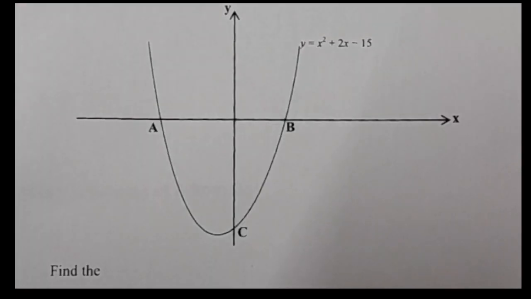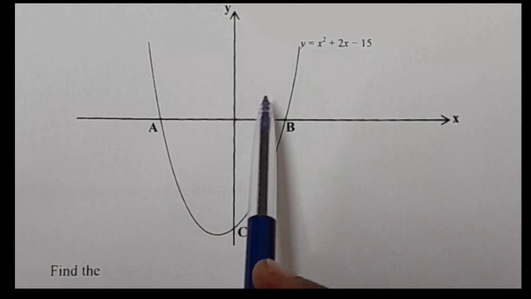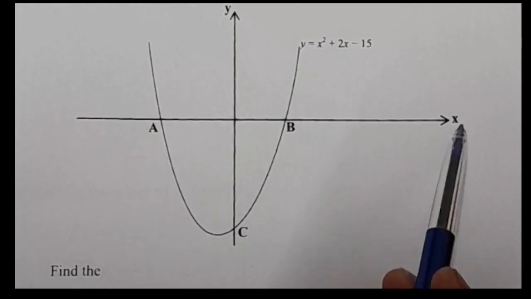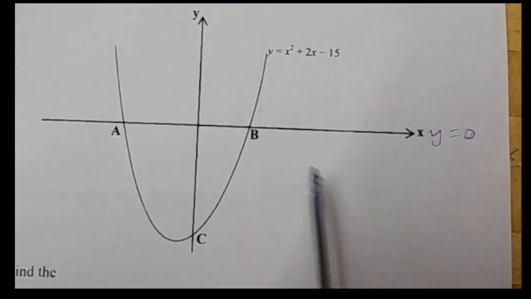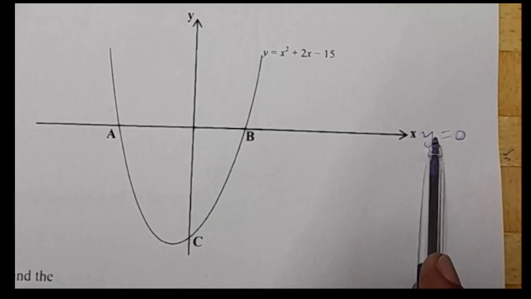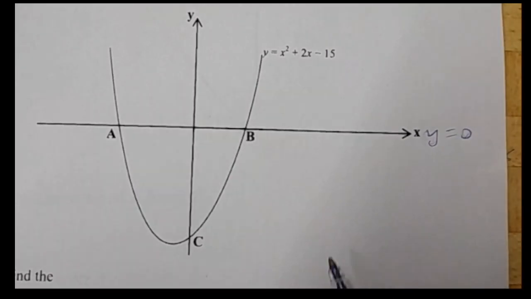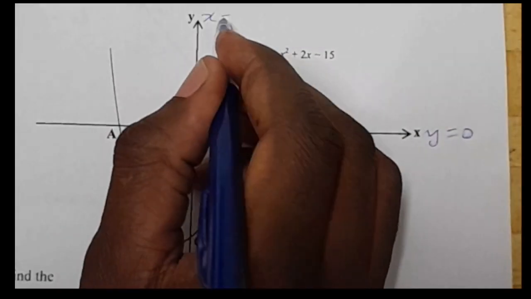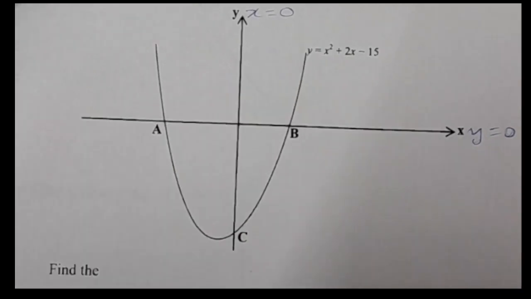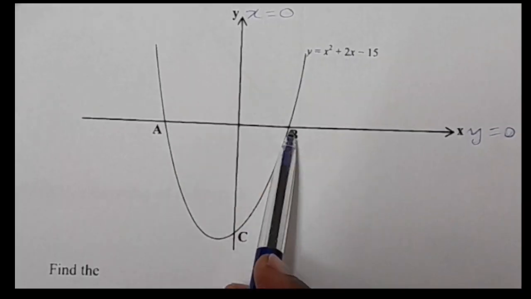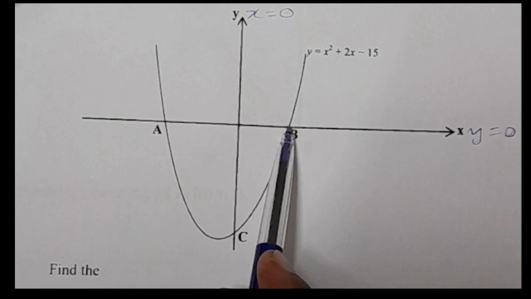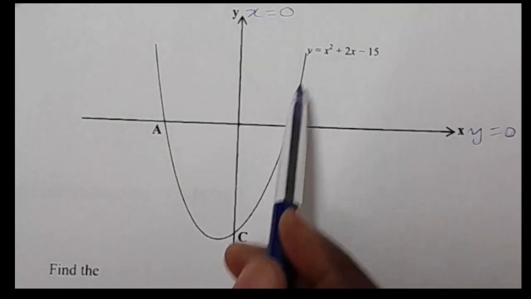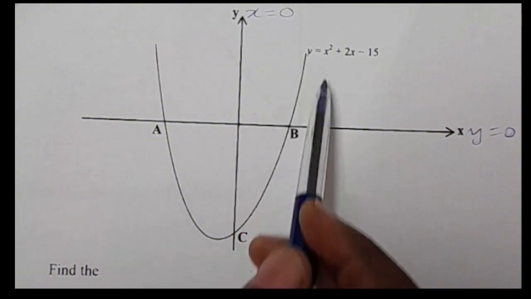So the first thing that you are supposed to do here, you have to know that along this line, y is equal to 0. Okay, so along this line, y is equal to 0. Again, you need to know that along this line, x is equal to 0. So with that in mind, since B here is lying along this line, and this is where the curve is passing, we are going to equate this equation here to 0.